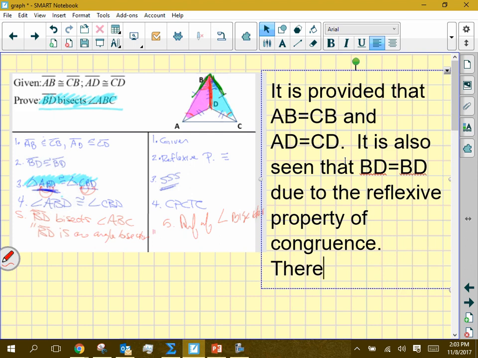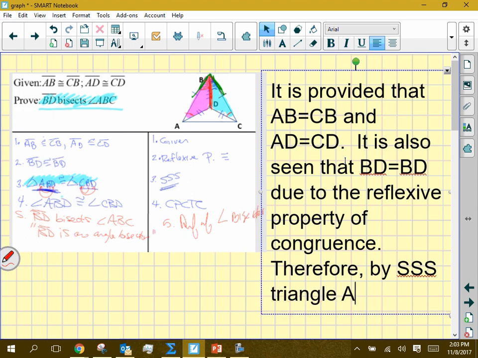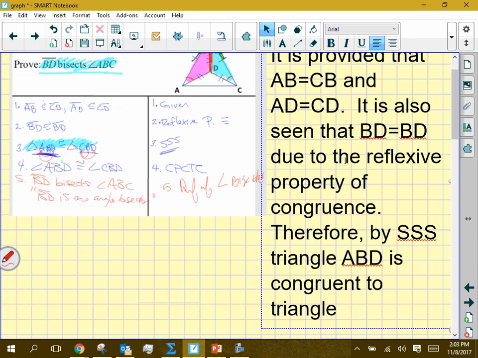And then I'm going to write, therefore, by side, side, side, triangle ABD is congruent, and you can use the symbols, I'm just going to write it out, to triangle CBD. Okay? As you're writing it in your style, you might say, therefore, triangle ABD is congruent to triangle CBD by side, side, side. If you write it that way, or the way I wrote it, you're saying the same thing, right? You're writing a statement, and you're giving a reason why you wrote that statement.